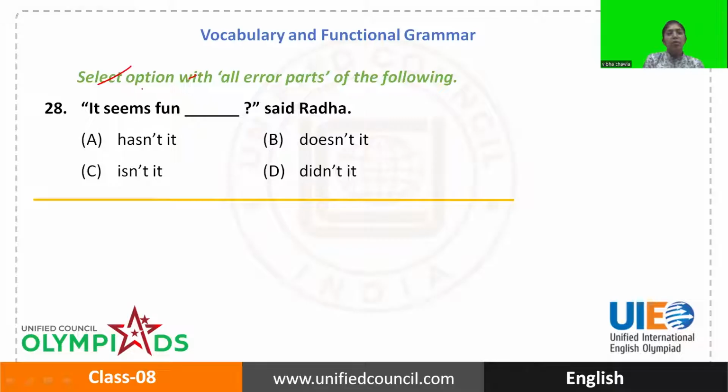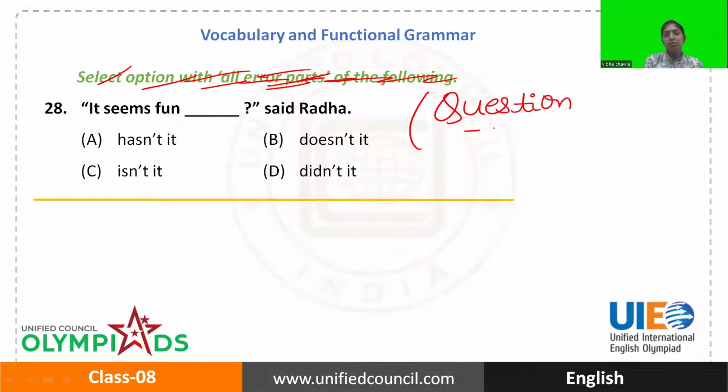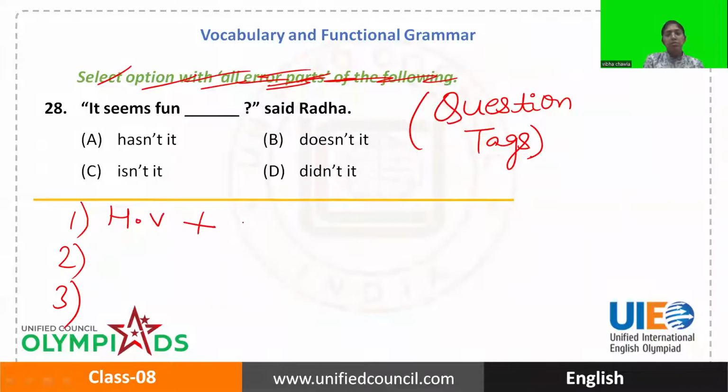Then next one, again from fill in the blanks. It seems fun, blank, said Raza. So it's from question tags. For solving questions of question tags, you must know three rules. First, the question tag always has two words in it, a helping verb and a pronoun.